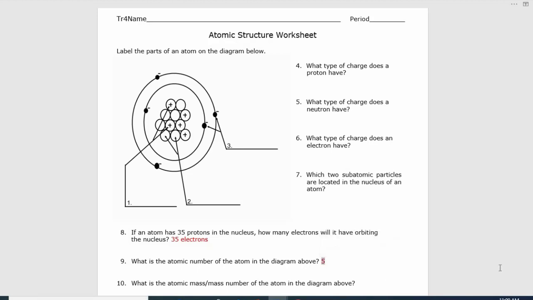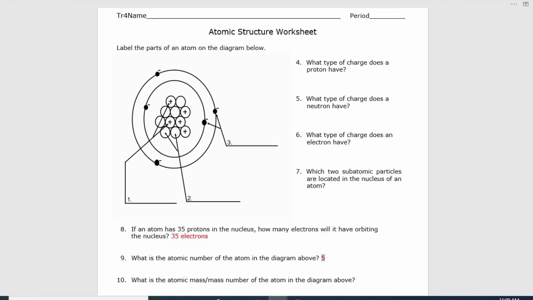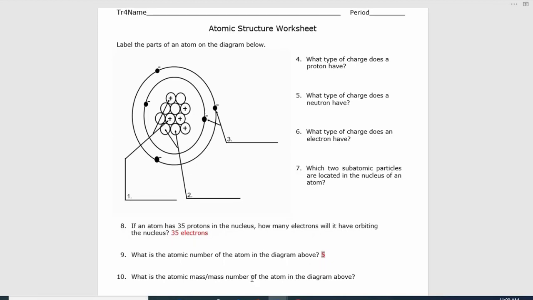Okay, question 10. What is the atomic mass number of the atom in the diagram? If we want to know the atomic mass, which kind of particles do we have to count? Yes, we learned that the mass number equals the neutrons plus the protons. So we must count all of these particles. So we have 1, 2, 3, 4, 5, 6, 7, 8, 9, 10, 11. So the mass number here will be 11.